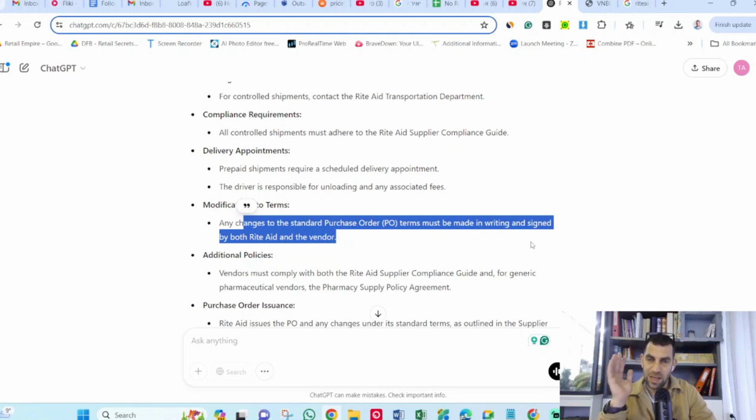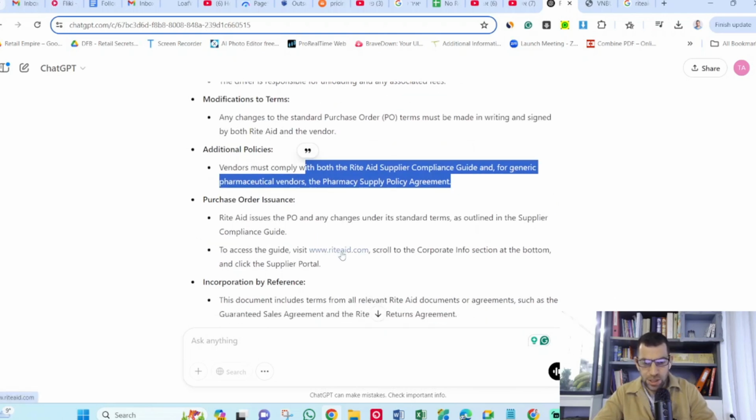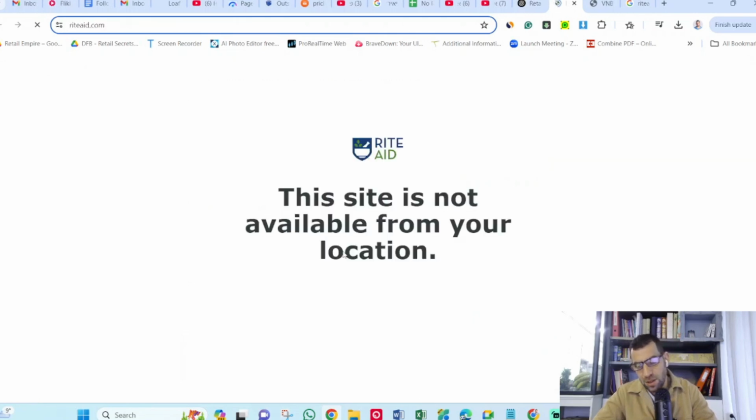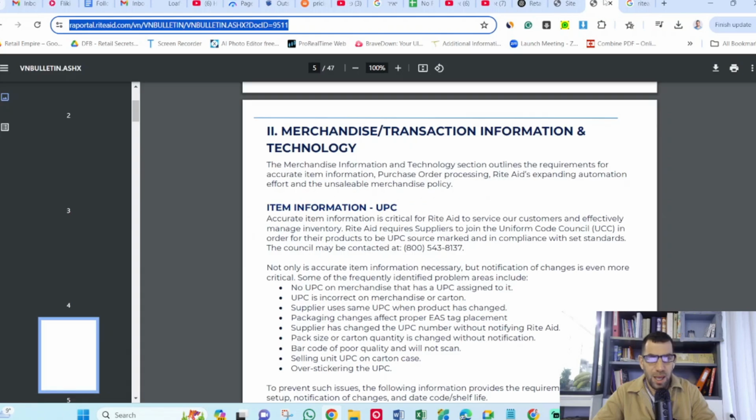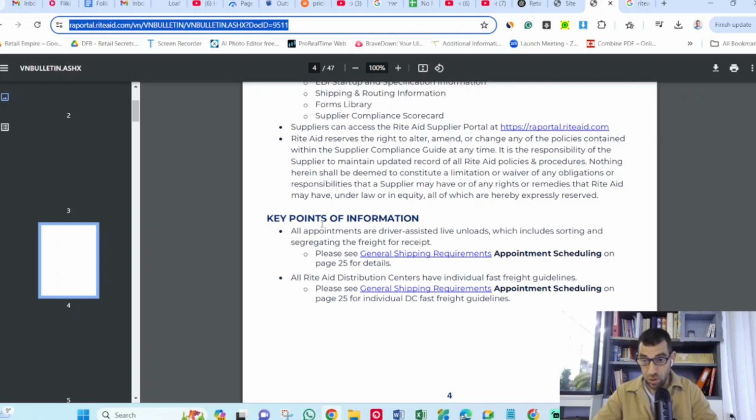Penalties are definitely something nobody wants to deal with, and there's no reason for them as long as you're doing things properly, and it's not a big deal to do so. Additional policies, purchase order issuance, and then to access the guide, visit RiteAid, scroll to corporate, blah, blah, blah. Now, if I click on RiteAid, because my IP is not a US one, the site is not available. So I just searched for RiteAid compliance guide, and boom, here I got the entire file that I need. There's no access to RiteAid.com, but to raportal.riteaid.com there is indeed access.